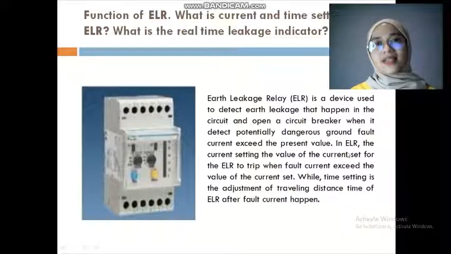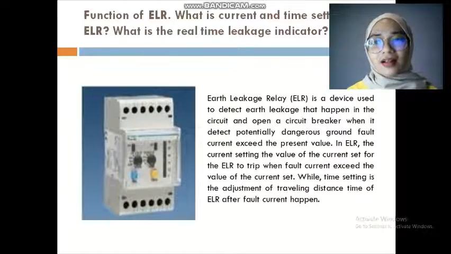So what are the current and time settings in ELR? In ELR, the current setting is the value of the current we set for the ELR to trip when fault current exceeds that value, while the time setting is the adjustment of the traveling distance time of the ELR after fault current happens.